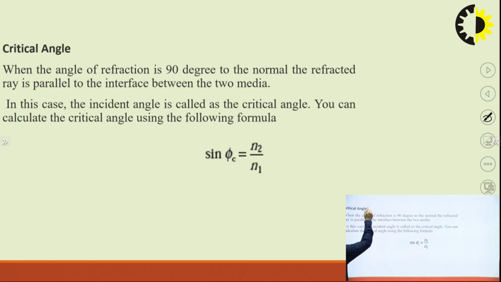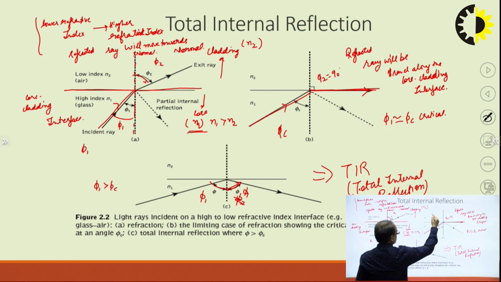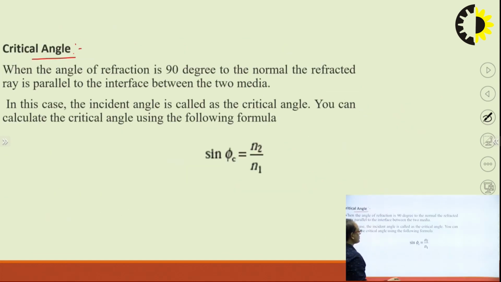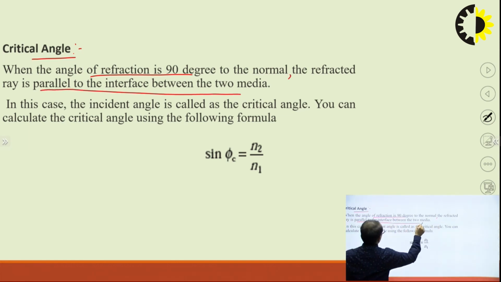Now, what is the critical angle? Critical angle, I have already told you from this figure also, is when the angle of reflection is 90 degrees, which is normal to the what? The reflected ray is parallel, which is 90 degrees with respect to the normal, and the reflected ray is parallel to the interface between the two media. At that time the incident angle is known as the critical angle.